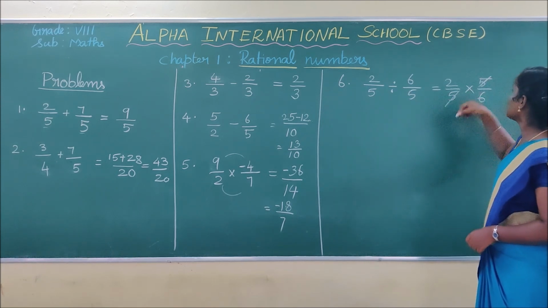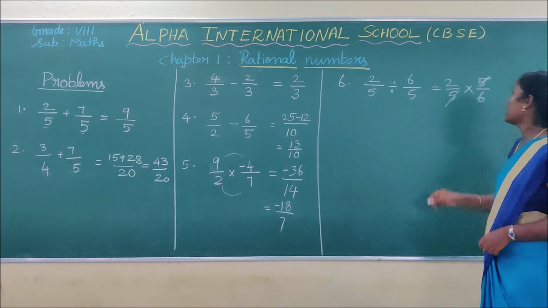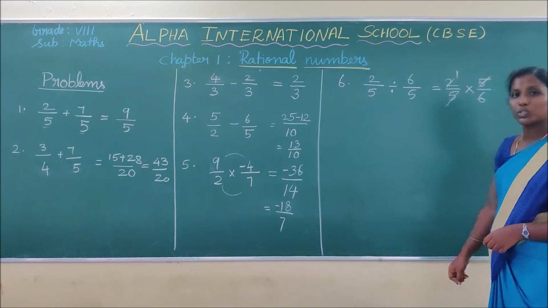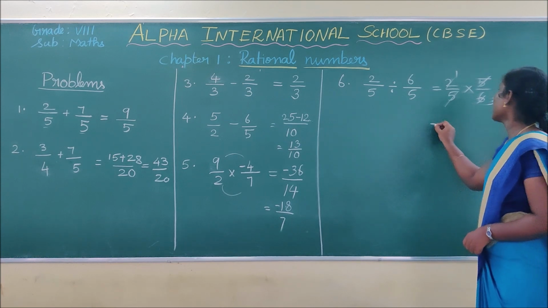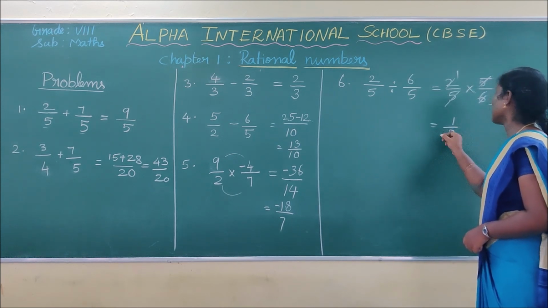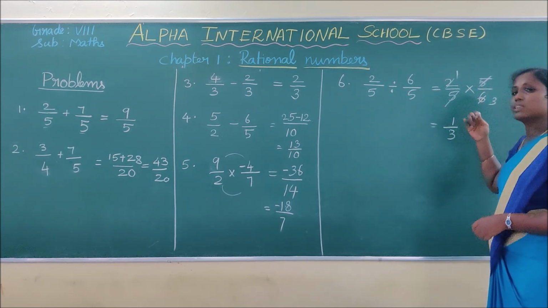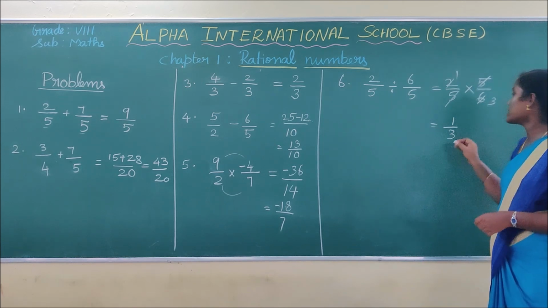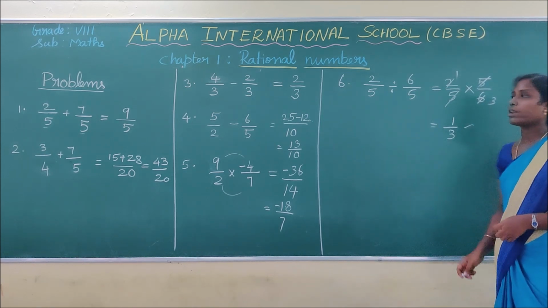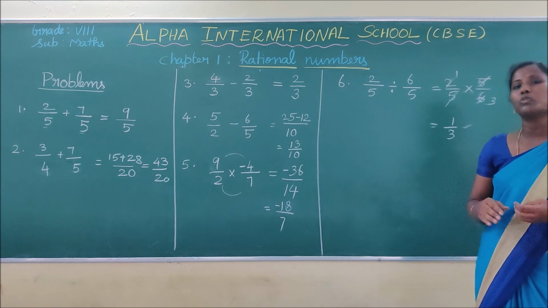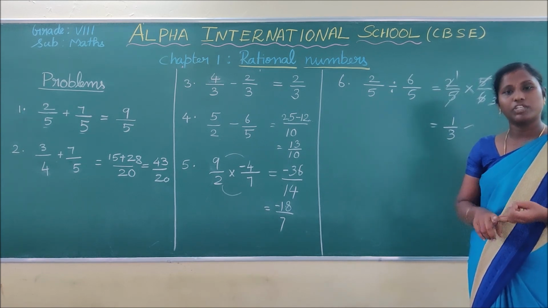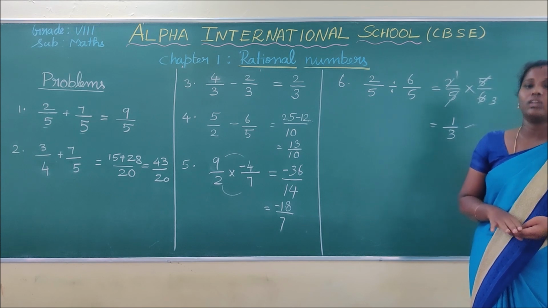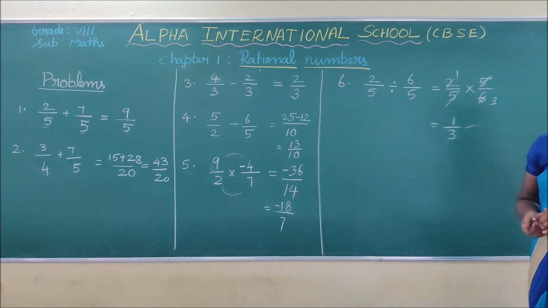So if I simplify 5 and 5, they cancel. And 1 into 2 is 2, and 3 into 2 is 6. So the final answer is 1 by 3. If you multiply directly and then simplify also, the final answer is 1 by 3. Based on this example, I am going to give you an assignment on multiplication, division, addition, and subtraction. Do the assignment problem.